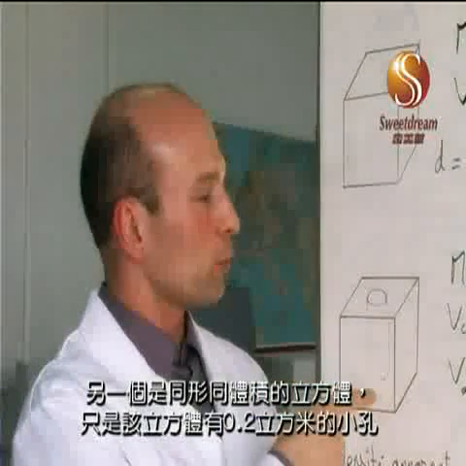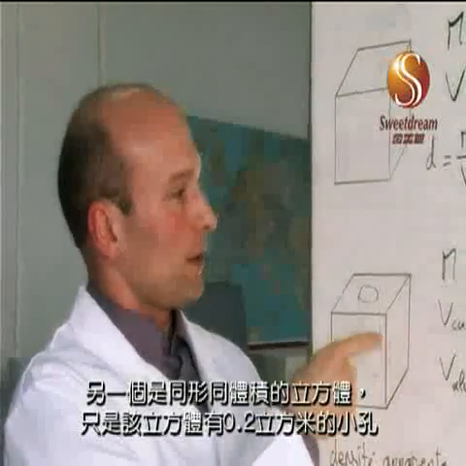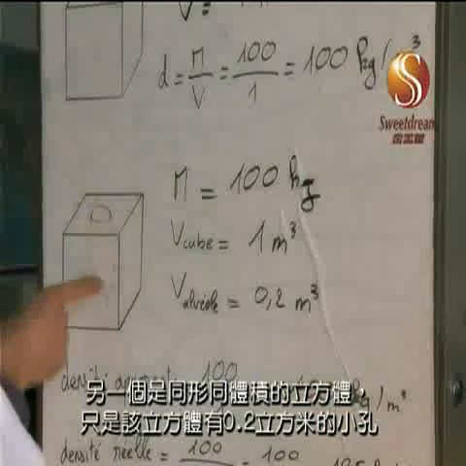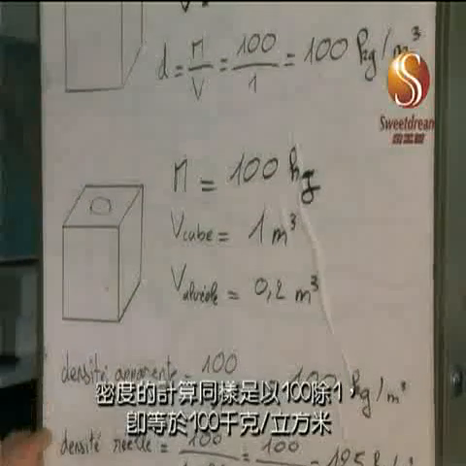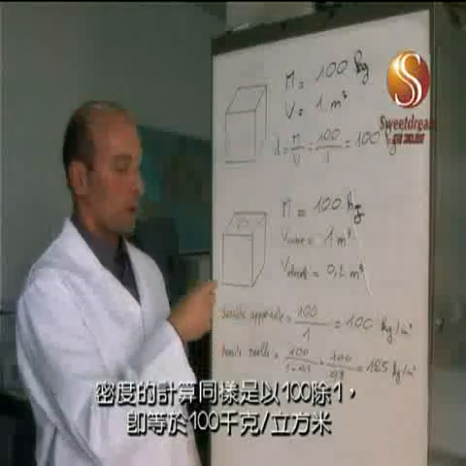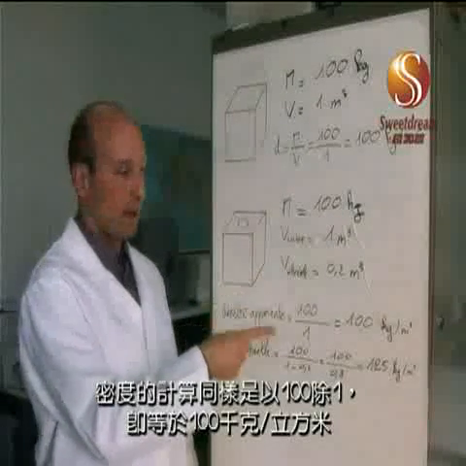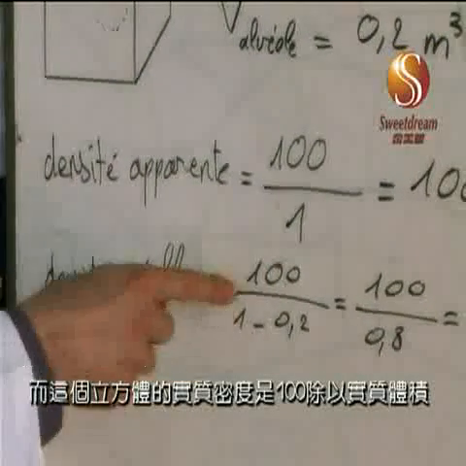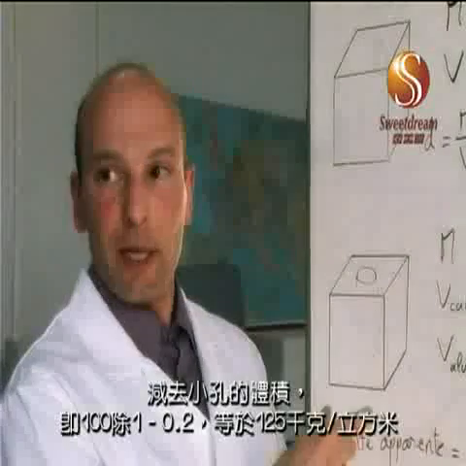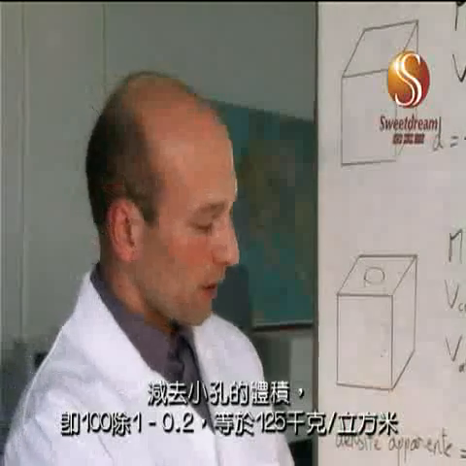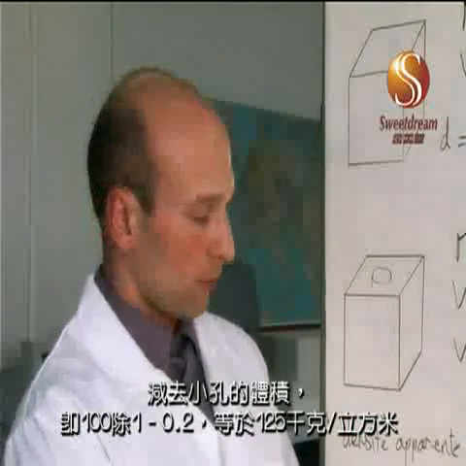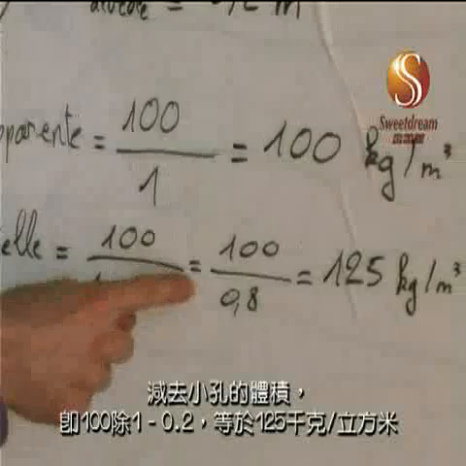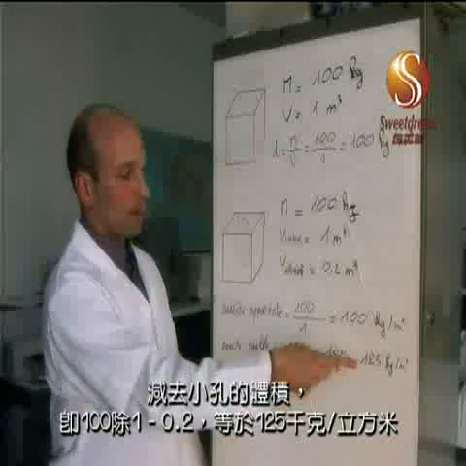Let's now take another foam sample with the same weight and volume, but containing a pinhole of a volume 0.2 cubic meter. The density will still be 100 divided by 1, therefore 100 kilos per cubic meter. On the other hand, the real density is equal to 100 divided by the real volume used by the foam, meaning that we have to deduct the pinhole volume. Therefore, 100 divided by (1 minus 0.2) equals 125 kilos per cubic meter.